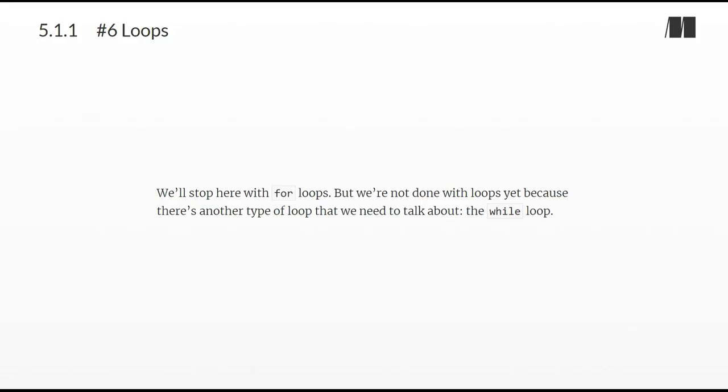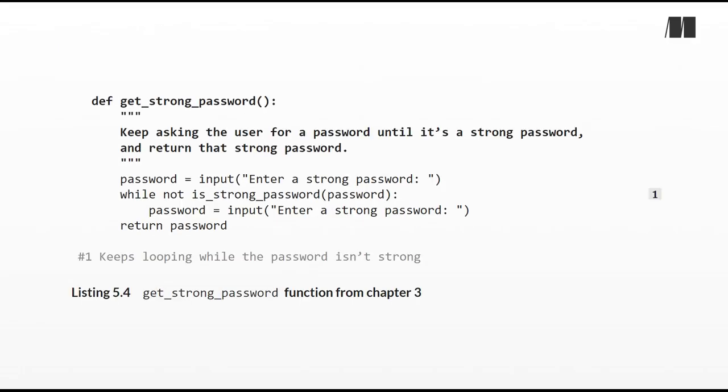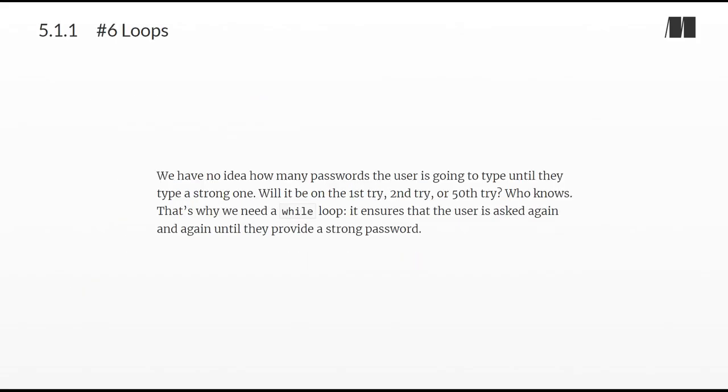But we're not done with loops yet because there's another type of loop that we need to talk about, the while loop. We use a while loop when we don't know how many times to loop. A nice example of this situation is in our getStrongPassword function from Chapter 3. We've reproduced that code here as listing 5.4. Listing 5.4. GetStrongPassword function from Chapter 3. We have no idea how many passwords the user is going to type until they type a strong one. Will it be on the first try, second try, or 50th try? Who knows? That's why we need a while loop. It ensures that the user is asked again and again until they provide a strong password.